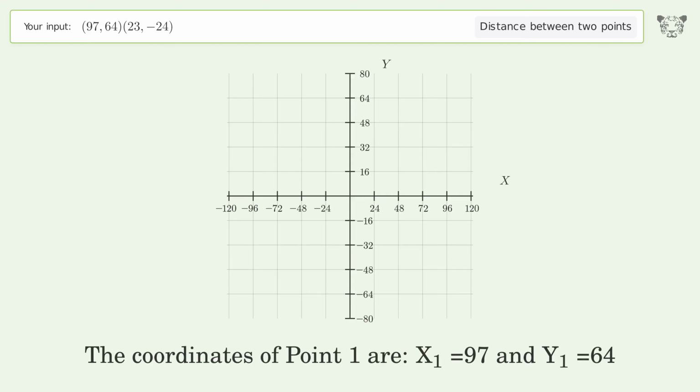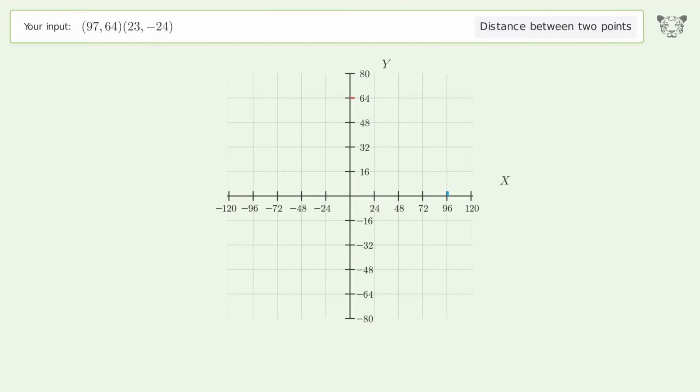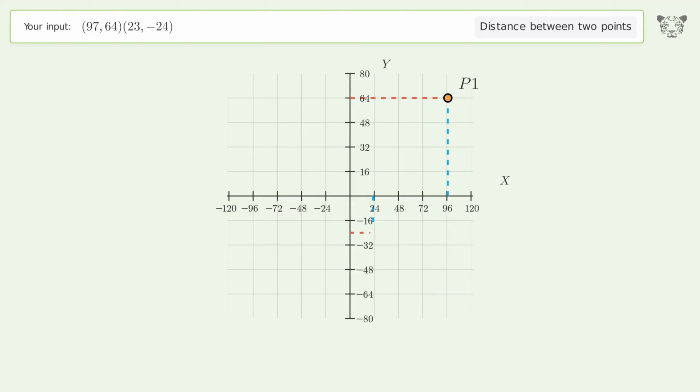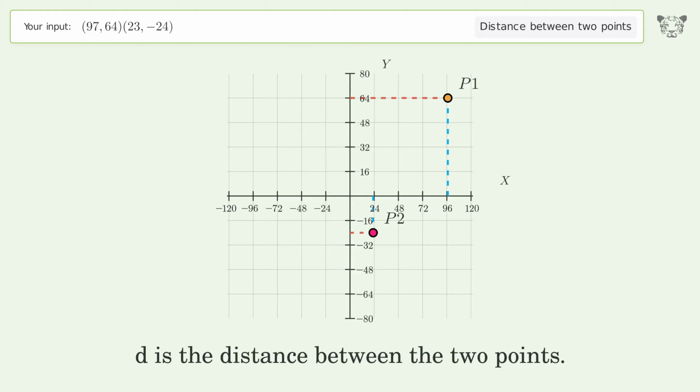The coordinates of point 1 are x1 equals 97 and y1 equals 64. The coordinates of point 2 are x2 equals 23 and y2 equals negative 24. D is the distance between the 2 points.